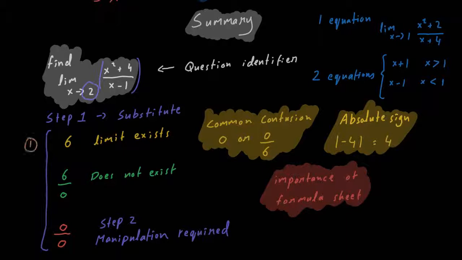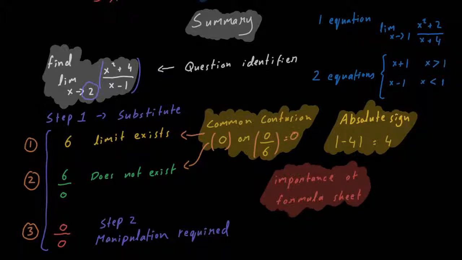Number 1, the limit would exist if we get a numerical value. Number 2, if we get a 0 in the denominator, then the limit does not exist. And number 3, that we get a 0 divided by 0. That would mean that we need to jump onto step number 2, which is manipulation of the equation to find an answer. We also learned that when students get an answer 0 or 0 divided by something, they confuse it with something divided by 0 and they answer the limit does not exist, while the correct answer is that the limit does exist. It is simply 0.